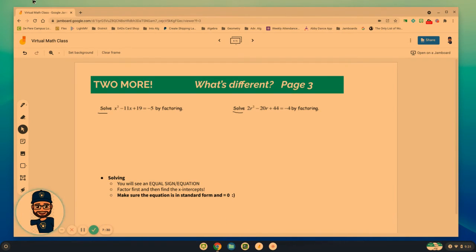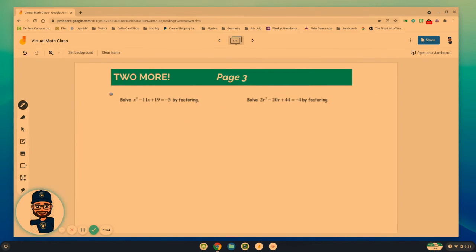Make sure the equation equals 0. We can't do anything until the equation equals 0 and it's in standard form. Okay, that should be the first thing. Once that's done, then we look for our GCFs and see if there's a GCF, and then we try to factor.